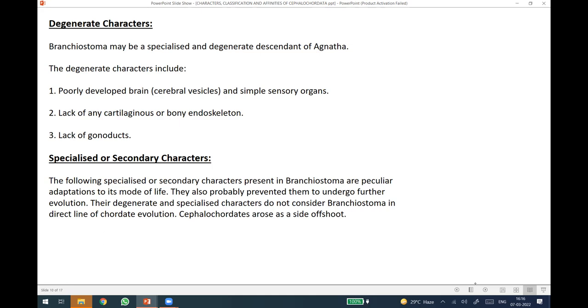The three important degenerative characters are poorly developed brain and simple sensory organs, lack of any cartilaginous or bony endoskeleton, and lack of gonoducts. Apart from these degenerative characters, there are certain specialized characters which may be mentioned as peculiar adaptations for its peculiar mode of life. They probably prevented it from undergoing further evolution. The degenerate and specialized characters do not place Branchiostoma in the direct line of chordate evolution. Cephalochordates arose as a side offshoot.